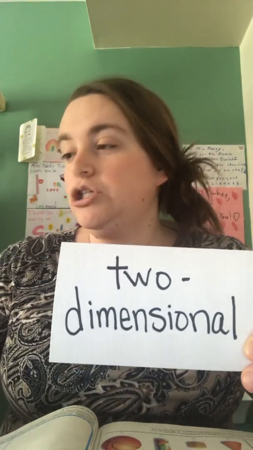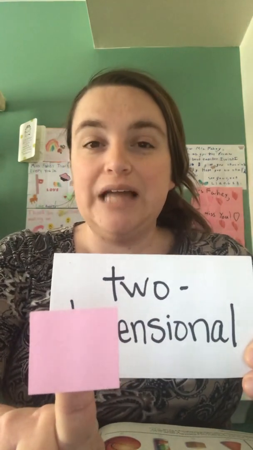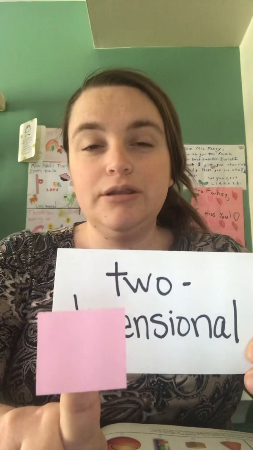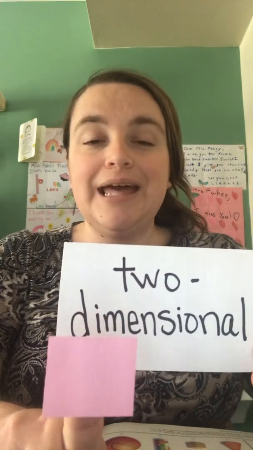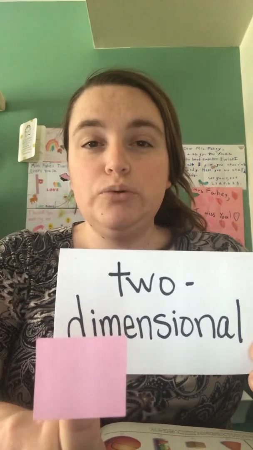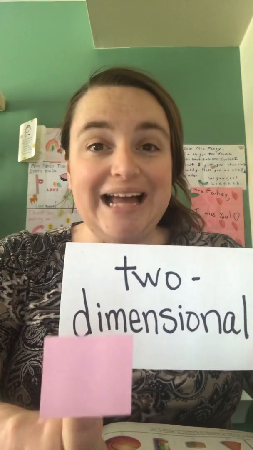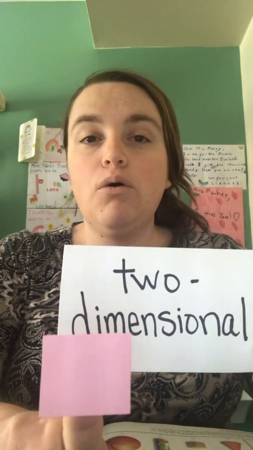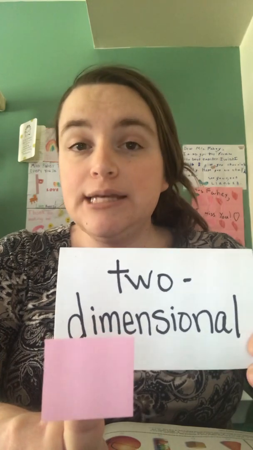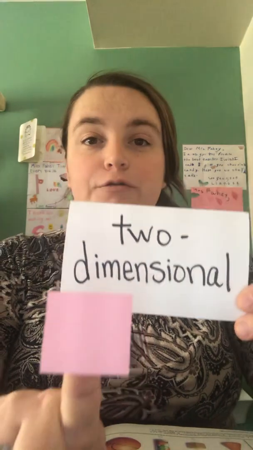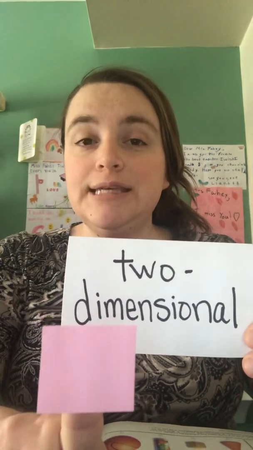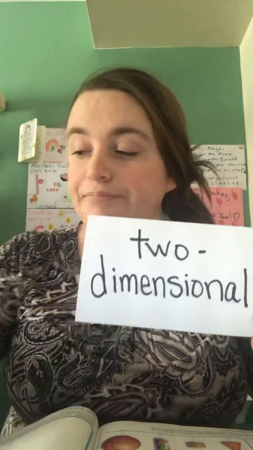Another 2-dimensional shape would be a square. It's flat when you put it down. When you put this down on the page, it is flat. There is not another side that we cannot see. 2-dimensional shapes, they are flat, and we can see all of the sides. We can see all of the vertices. 2-dimensional, flat, and we can see everything.